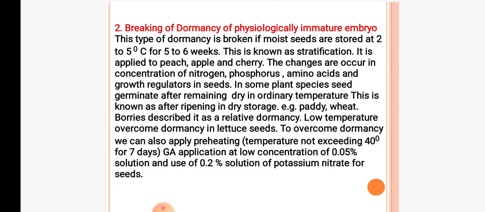in which an immature embryo is present. So, a physiologically immature embryo will not germinate. To break this dormancy, different types of applications are required, which are called stratification methods.